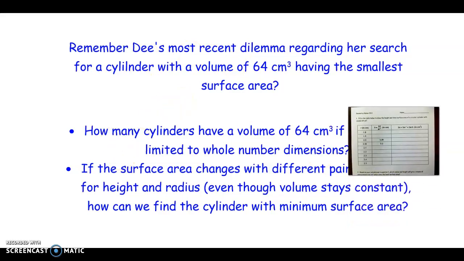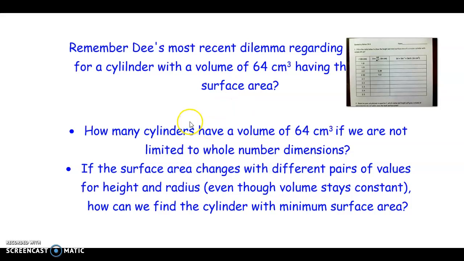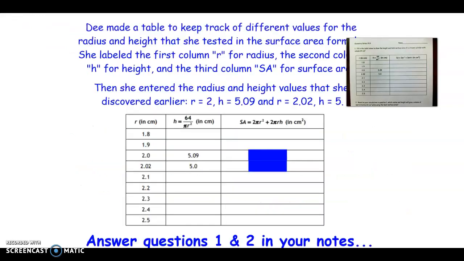So some things for us to think about are how many cylinders exist that have that certain volume of 64 cubic centimeters, if we're not limited to whole number dimensions. Well, if we can have decimals and fractions as our dimensions, there's really an infinite amount of possibilities here. So if the surface area is changing with different values of the height and radius while we're maintaining the same volume, how can we find the cylinder with the least amount of surface area? That's what we're going to be looking at.